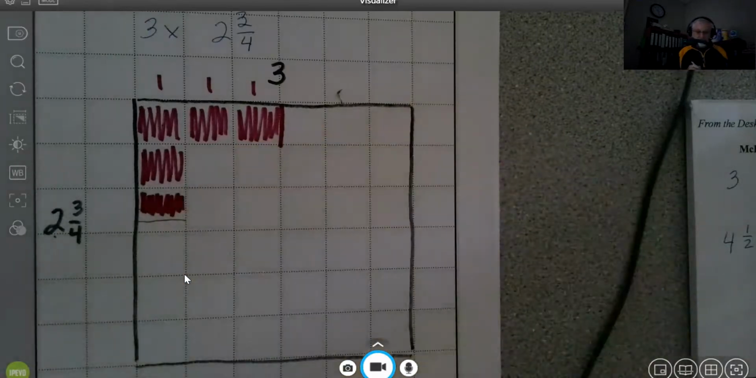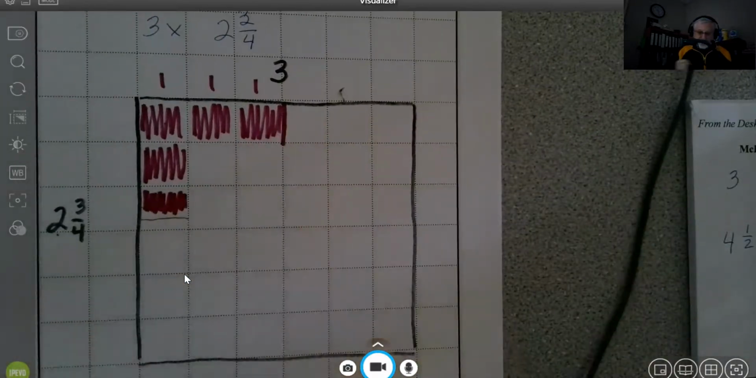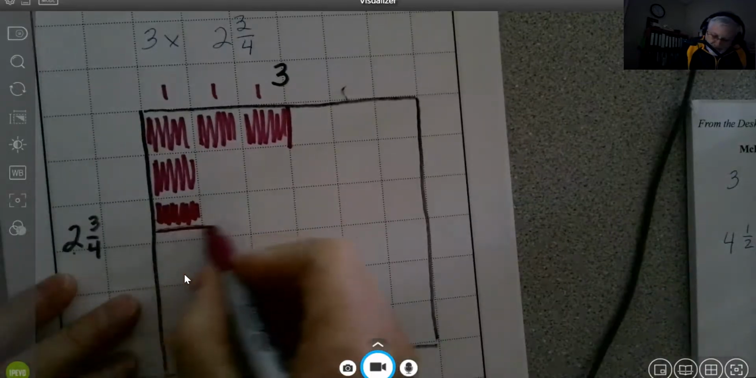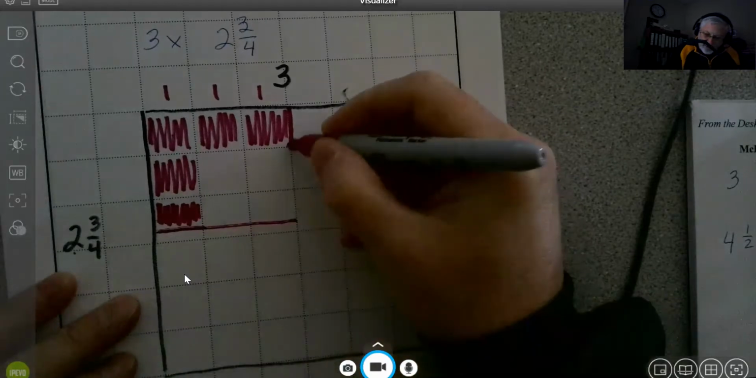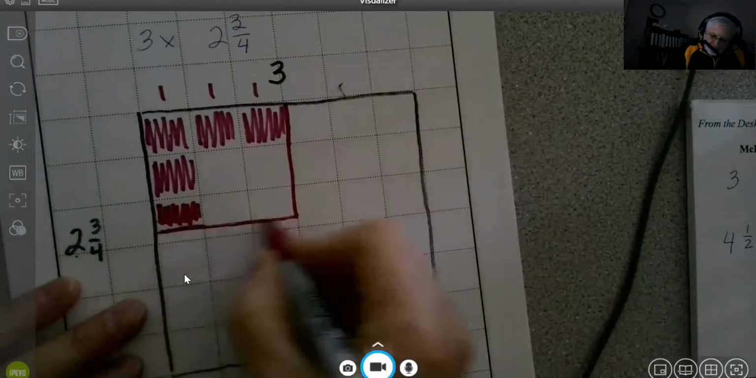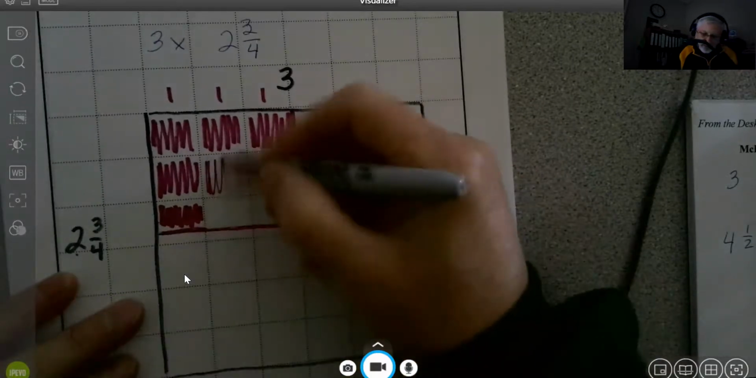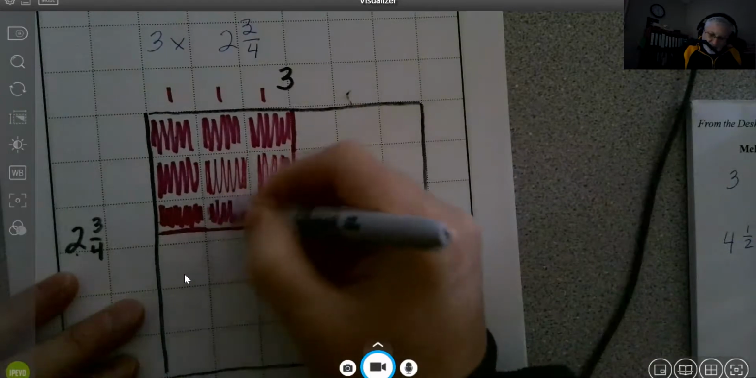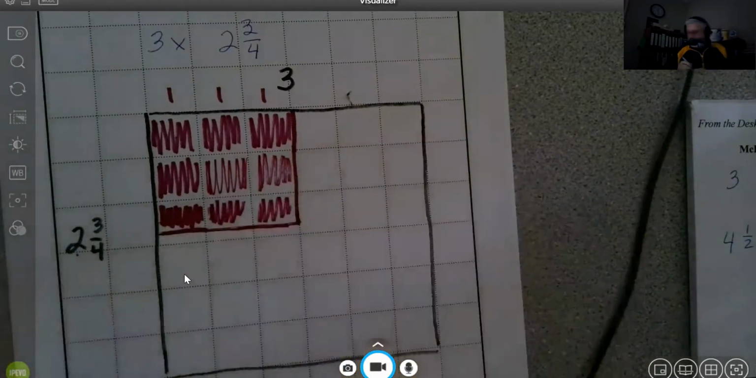Okay. Now I'm going to connect these. I'm going to connect this line going across to the line going up and down. And this will be my shape. All right. So this will be a whole. This will be a whole. And this is going to be 3/4, and this is going to be 3/4.